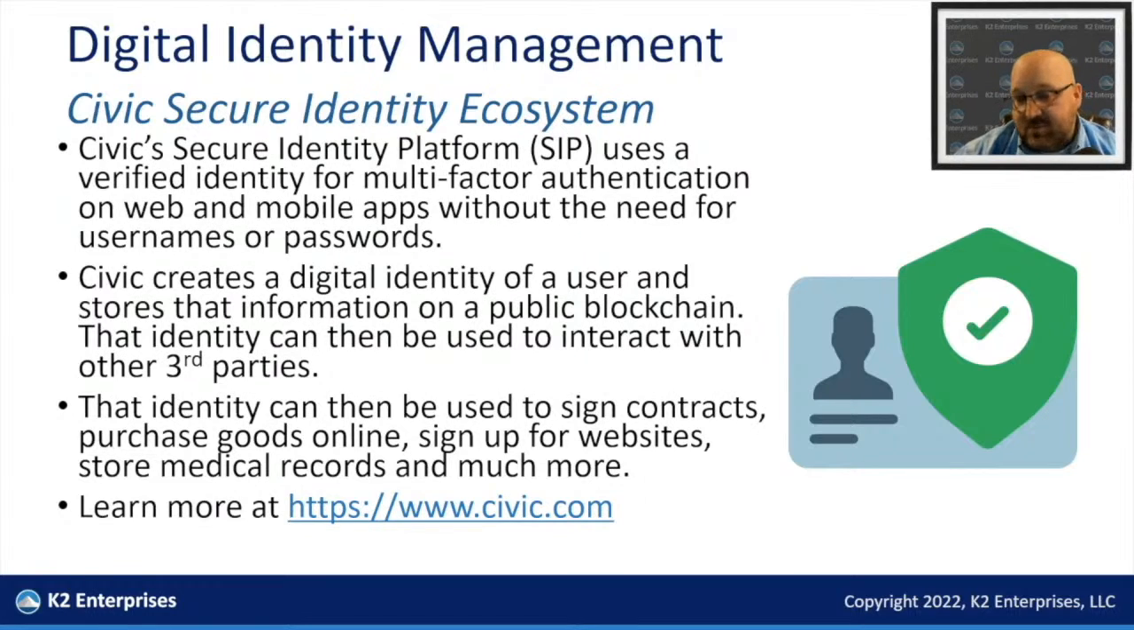When they pull up Steve's record, it would be a central record of everything about Steve. And once we're signed in here, we can use this as a way of signing contracts, purchasing goods online, signing up for websites, medical records, and more. We've got this centralized digital identity that's a combination of everything from your financial records to your personal records, your medical records, and more, that would be verifiable and allow you to easily access and share this information with third parties.